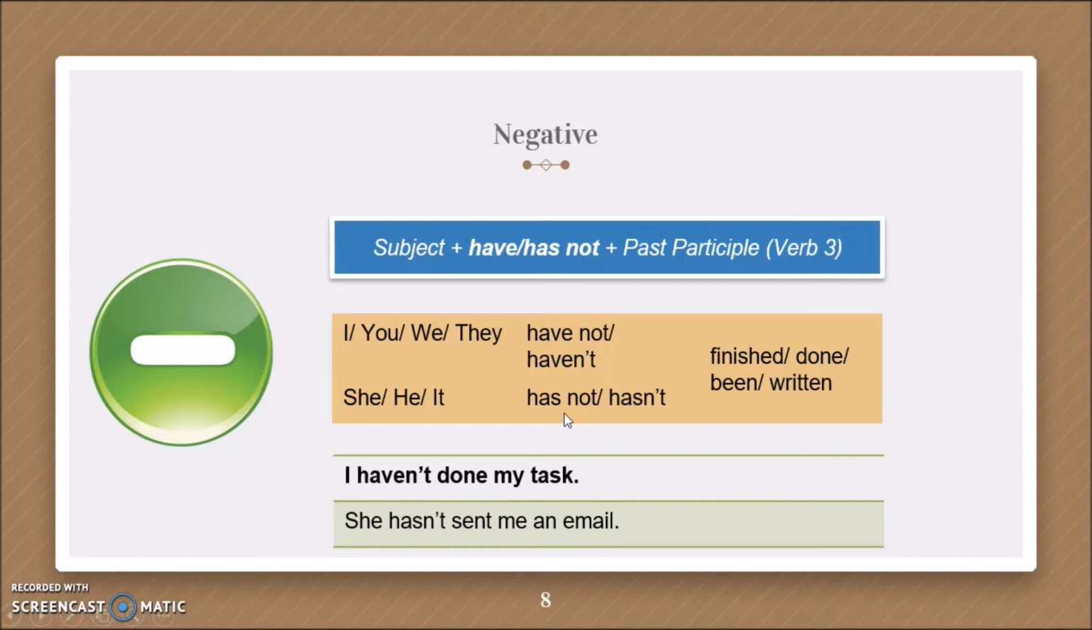So, when we use have not and haven't in the sentence, my English grammar lecturer said that we use have not for the formal writing or speaking or even several situations, and on the other hand, we use haven't or hasn't in the informal situation, whether it is in writing or speaking. For example, I haven't done my task. The second example is she hasn't sent me an email.